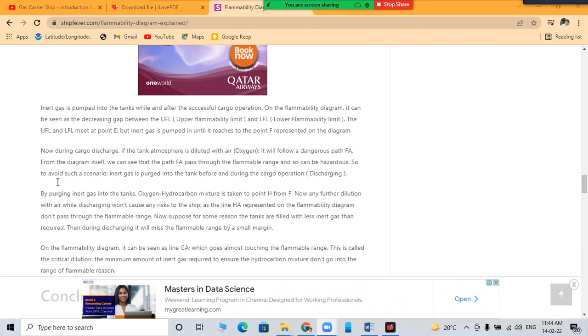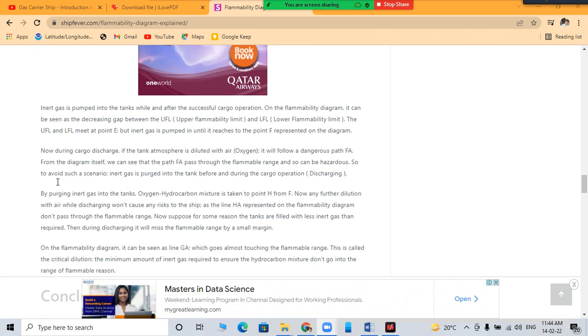By purging the inert gas into the tank, the oxygen hydrocarbon mixture is taken from F to point H. Any further dilution with air while discharging won't cause any risk to the ship, as the line HA represented on the flammability diagram doesn't pass through the flammability range.